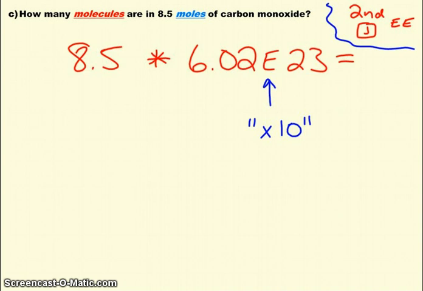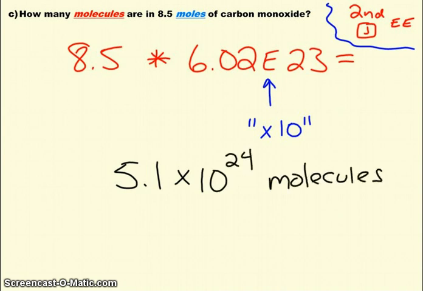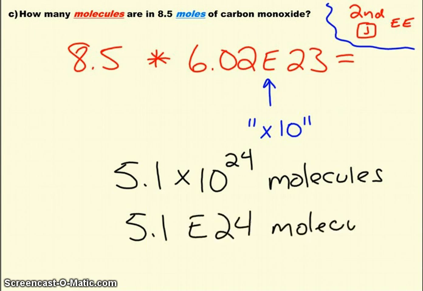Because when I do this properly on the calculator, my answer should be 5.1 times 10 to the 24th molecules. So if you're getting 20 to the 5th or something different, then we're typing it in wrong. And yes, you could write this answer as 5.1 E24 molecules. Just make sure that that E is big and capitalized.